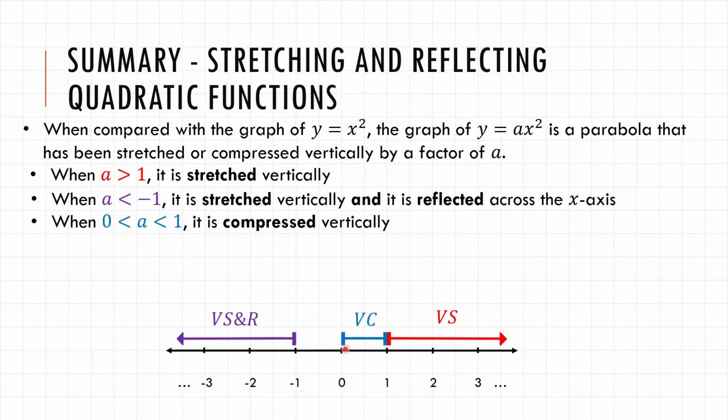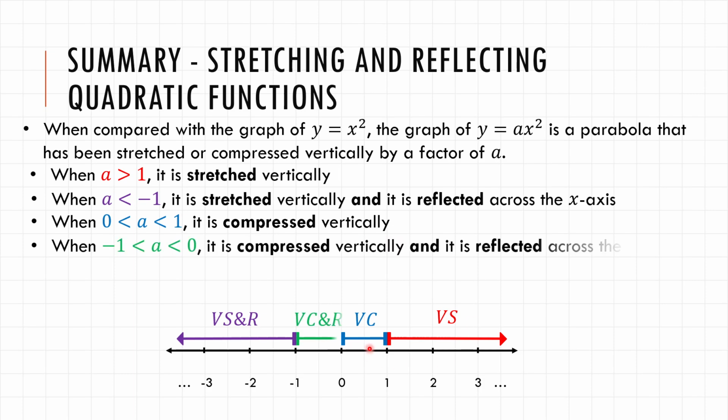When a was between 0 and 1, there was a compression vertically. So the parabola got shorter. And when a was between 0 and -1, there was still a compression, but because this is negative, there was also a reflection across the x-axis. So these are the 4 different ways that the variable a can affect the shape of a quadratic.